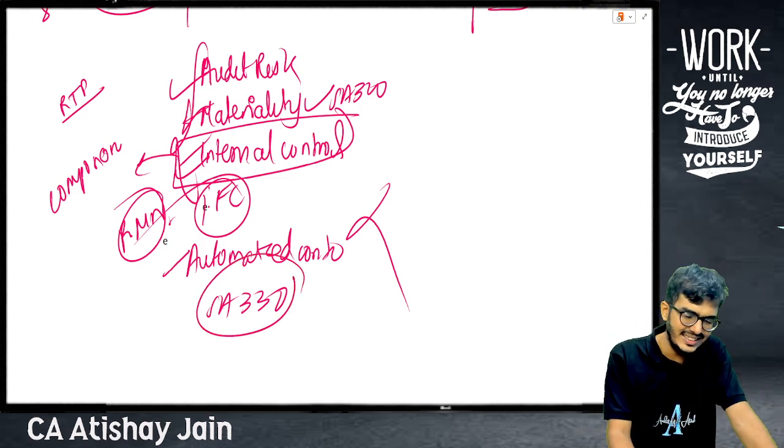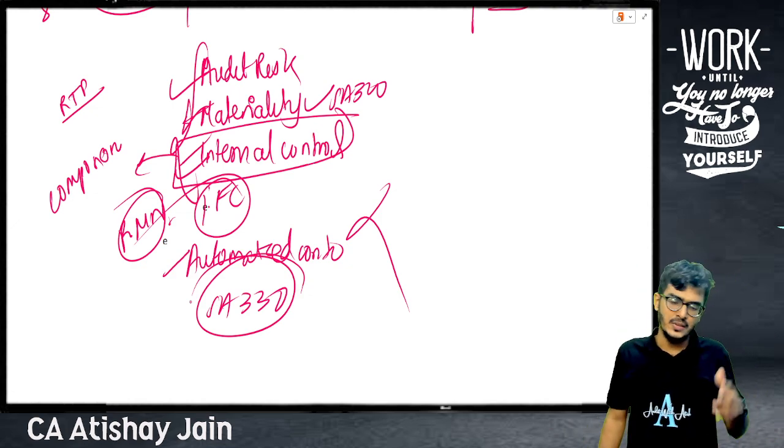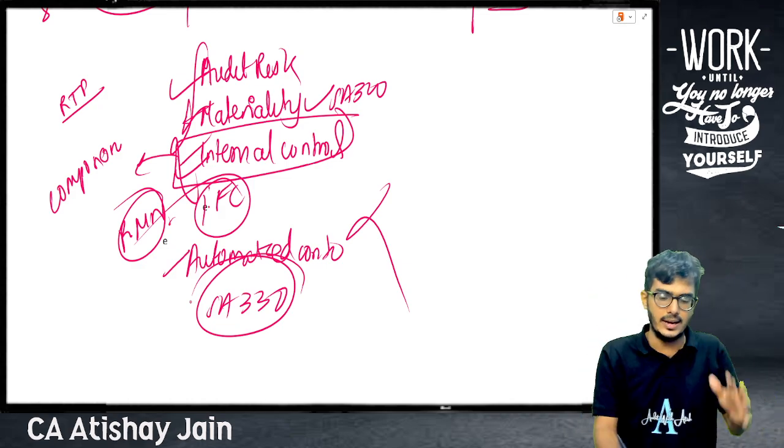SA 330 is very simple, nothing complicated. It is hardly 4-5 pages. If you are able to do it, well and good. If not, it is okay.